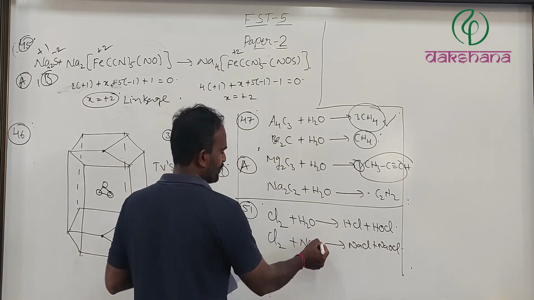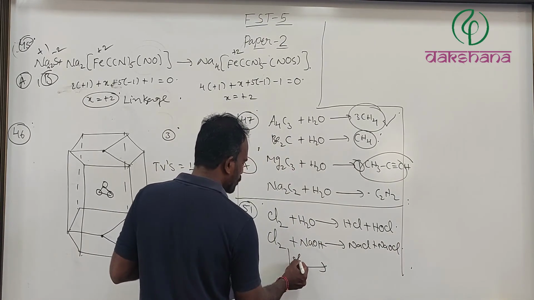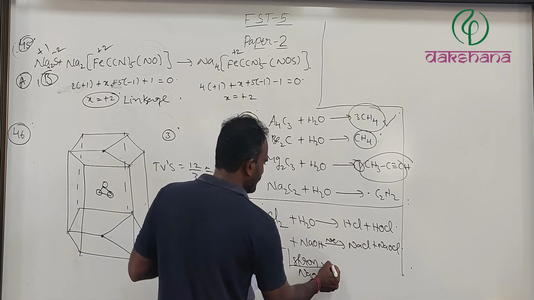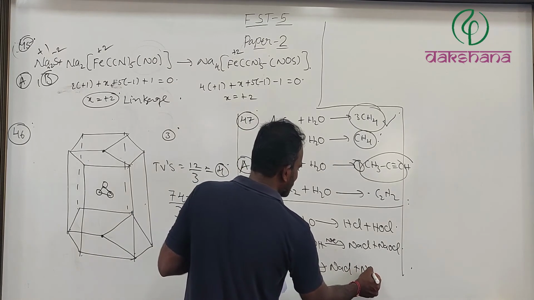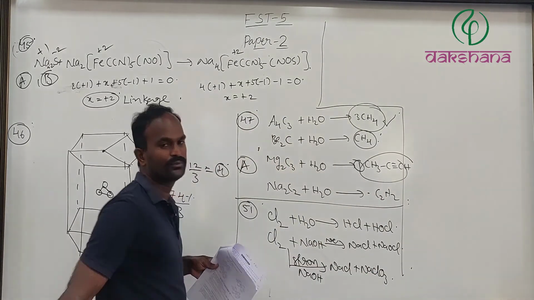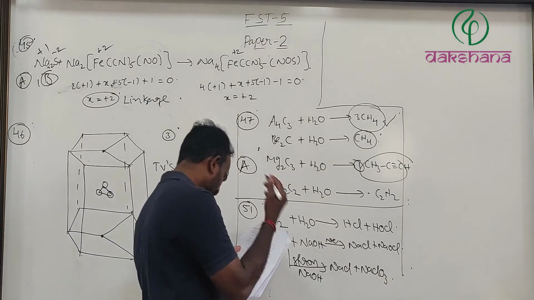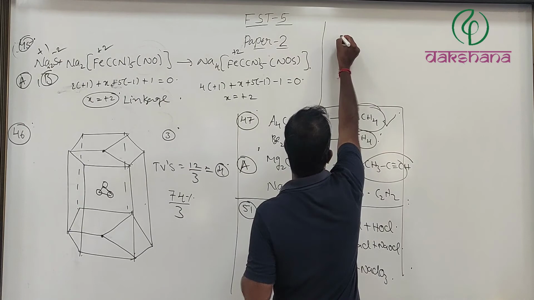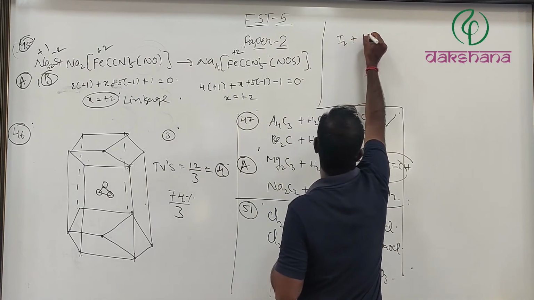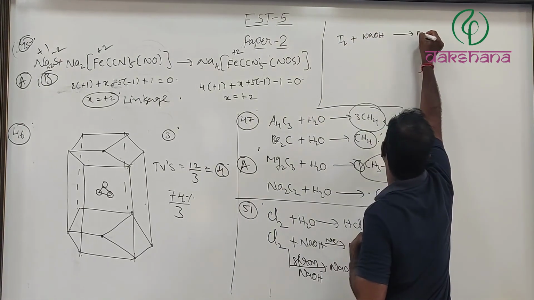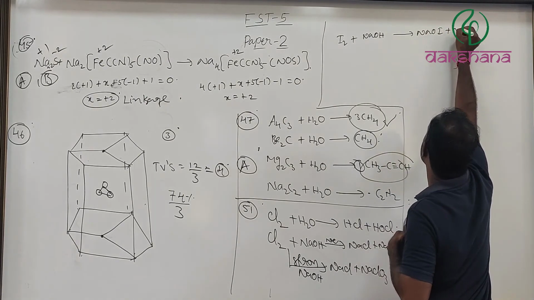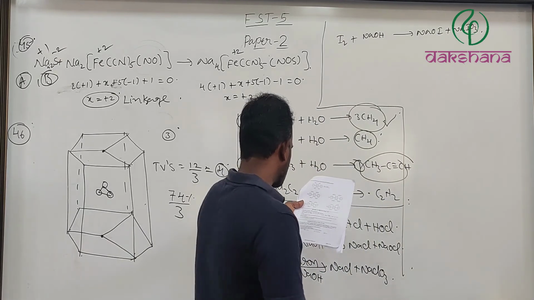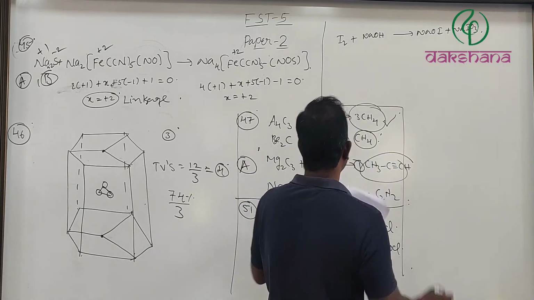in weak basic medium, whereas in strong basic medium it gives NaCl plus NaClO3. Therefore, that option is true. Iodine disproportionates in basic medium. Correct. Iodine in strong basic medium can definitely disproportionate to NaOI plus NaIO3. This is also true.